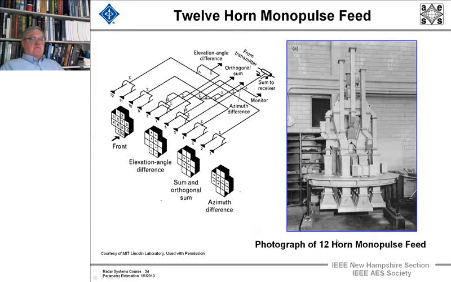And this is a photograph of a 12-horn monopulse feed to get even more accuracy. And this shows you the feed pattern where you would get the elevation angle difference and the sum and the azimuth difference out for this kind of a pattern to give you a better shaped, but much more complicated pattern. And here's a photograph of it. This was implemented by MIT Lincoln Laboratory for one of its instrumentation radars.